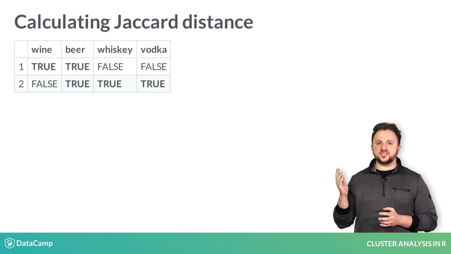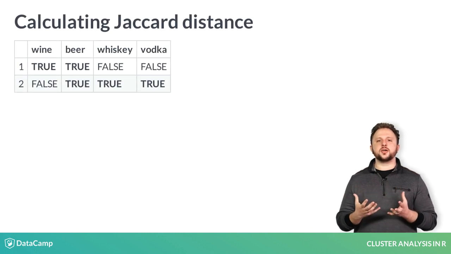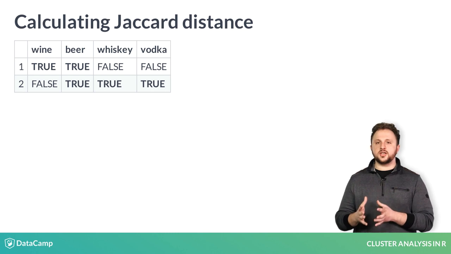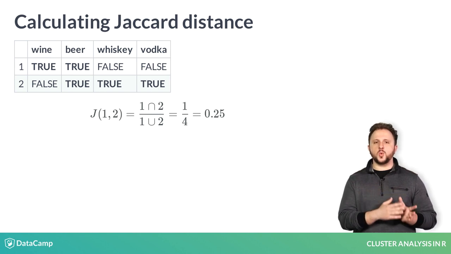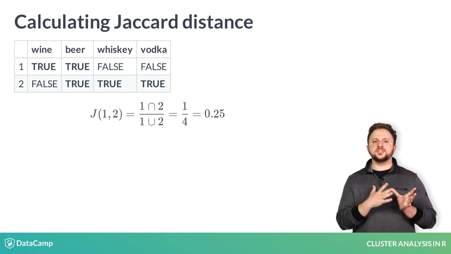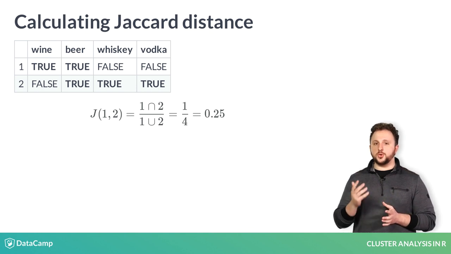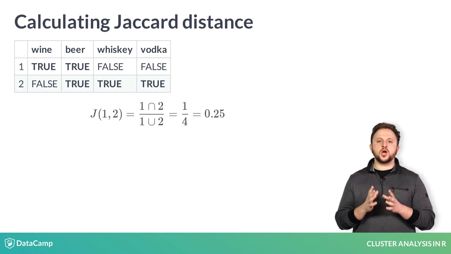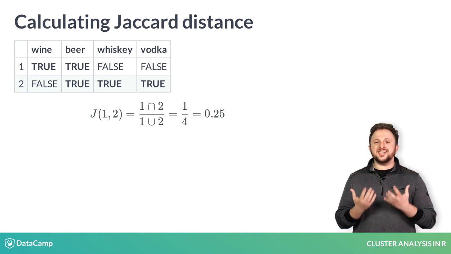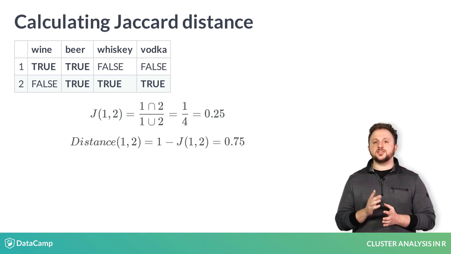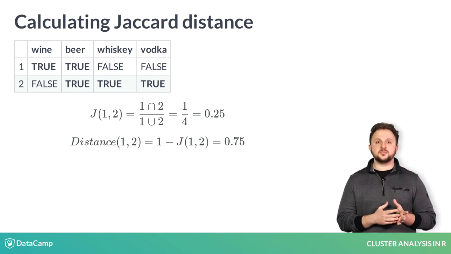So, going back to the previous example, let us calculate the Jaccard similarity for two observations, 1 and 2. They only agree in one category, beer. So for the intersection, we get the value of 1. While the number of categories these observations are ever true, or the union, is 4. Dividing the intersection by the union, we get the Jaccard similarity value of 0.25. But what about the distance? Well, remember, the distance is 1 minus similarity. So in this case, the distance is just 0.75.